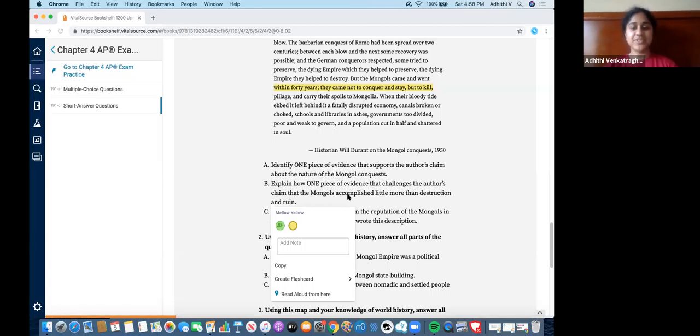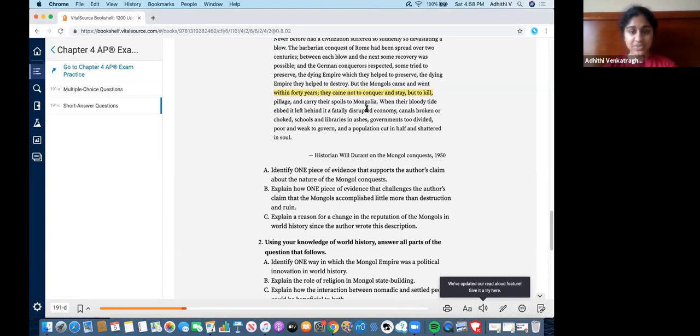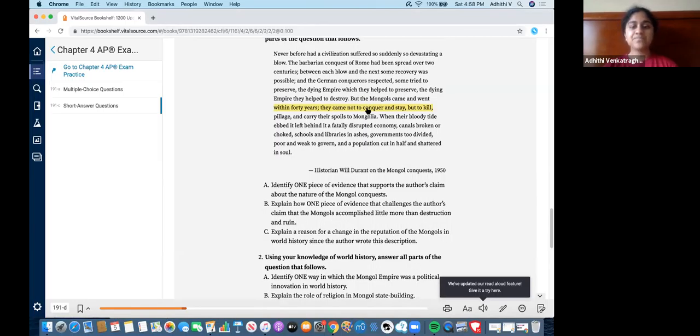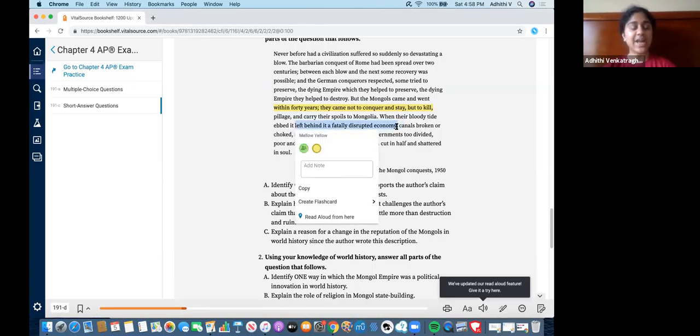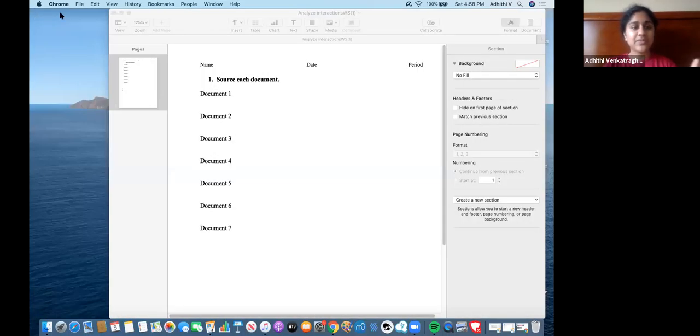I haven't gotten any answers for this one either, but for one piece of evidence that challenges the author's claim that the Mongols accomplished little more than destruction and ruin, we would talk about how the claim that it left behind a fatally disrupted economy is not entirely accurate. Under the Yuan dynasty, the Mongols increased the economy and made it a lot better. Okay, so that's just about all the practice we've got for today.